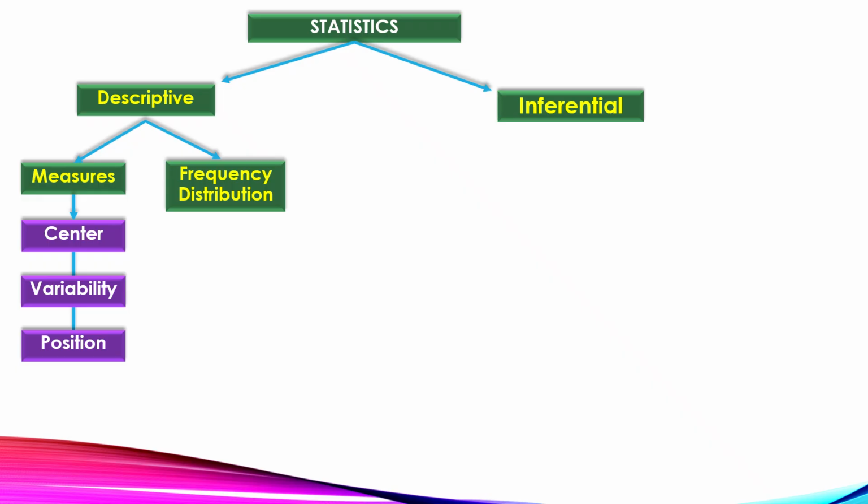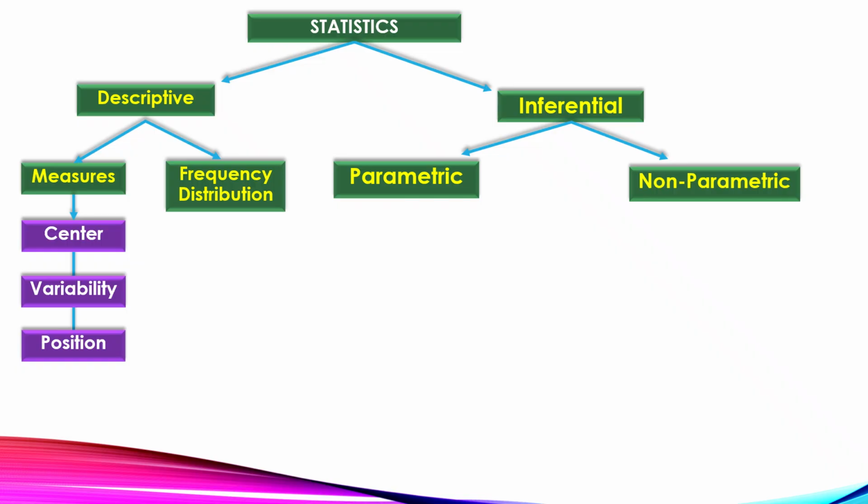For inferential, as I said in the previous slide, it is used for predicting. There are two types of inferential: parametric tests and non-parametric tests. Parametric tests are the more accurate statistical tools, but there are a lot of requirements, which we call assumptions, to follow.